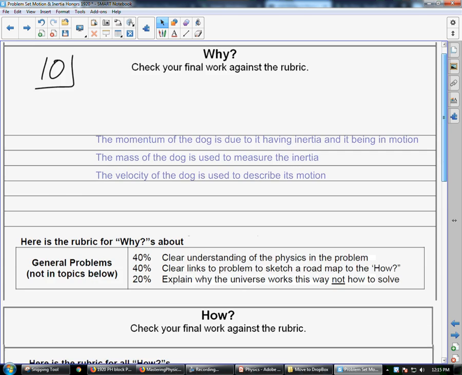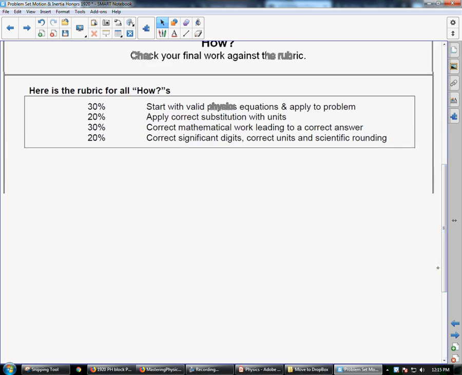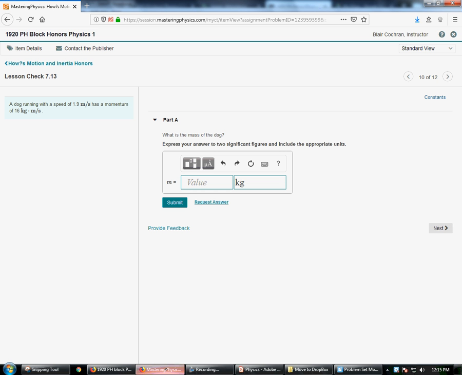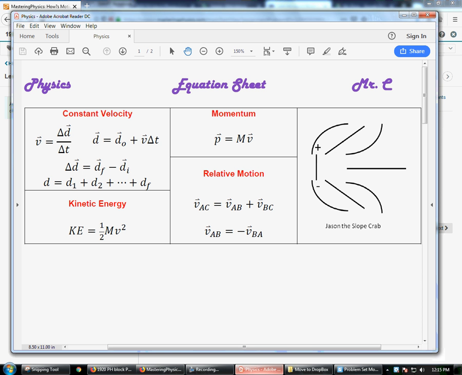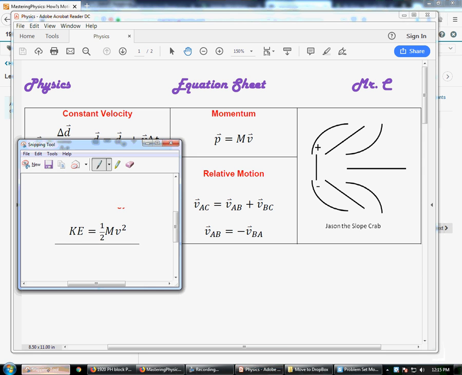All right. Go down here to our how. And this is about momentum, right? I didn't mess that up. Okay. So I need an equation that relates speed, which in this case we can name as velocity without the direction, the momentum, and the mass, the inertia. So, I have a momentum equation.